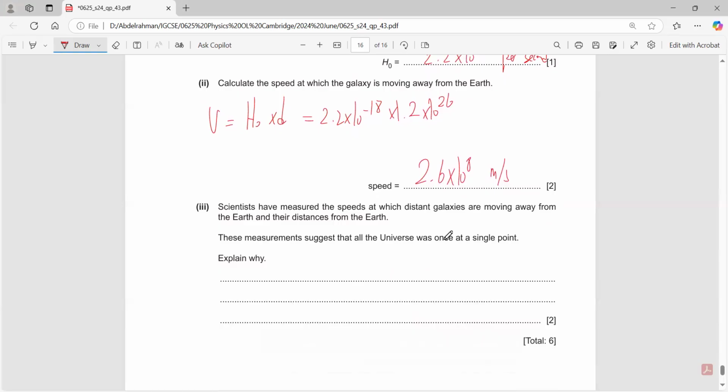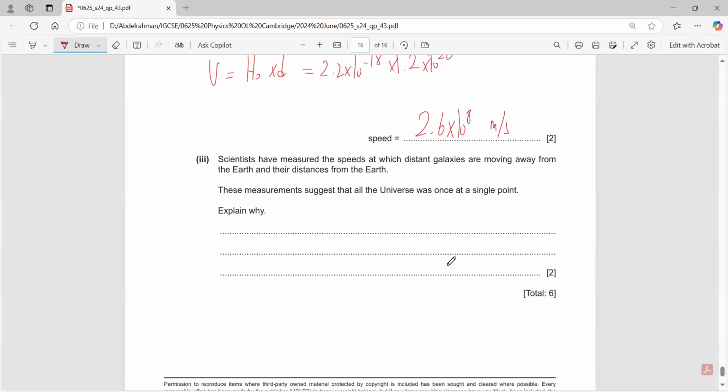Scientists have measured the speeds at which the distant galaxies are moving away from the Earth and the distances from the Earth. These measurements suggest that all the universe was once at a single point, right before the Big Bang. State and explain why. The distant galaxies are moving at higher speeds. The further you go away, the faster these galaxies are moving. So this universe is expanding, meaning that if we go back in time, the galaxies will be much closer.